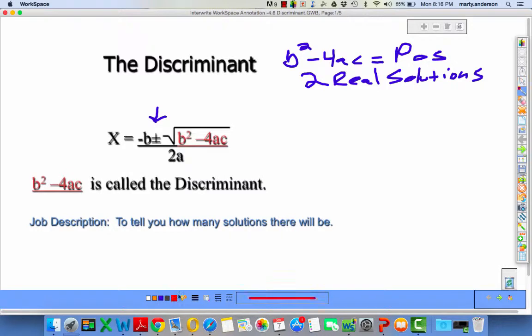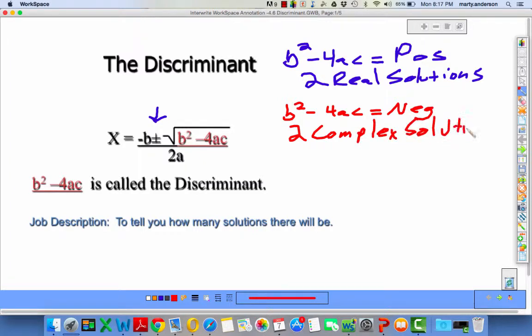Second thing that can happen, b squared minus 4ac could be negative. If it's negative, I'm going to add or subtract the square root of a negative, add and subtract. So 2 times I will be working with an imaginary number. So I'll have negative b over 2a plus or minus whatever they're dealing with the i. That's why we did that in section 4.4. And when b squared minus 4ac is negative, I would have two complex solutions. Complex solutions do not cross the x-axis.